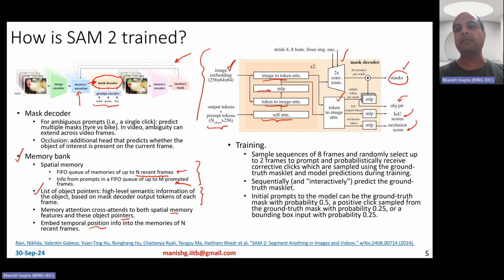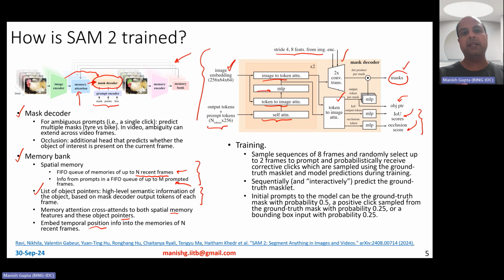Now notice that this upsampling module also takes representations from the image encoder itself. Okay, that's that. Now, why do you need these IOU scores and the occlusion score? So the important point is here.